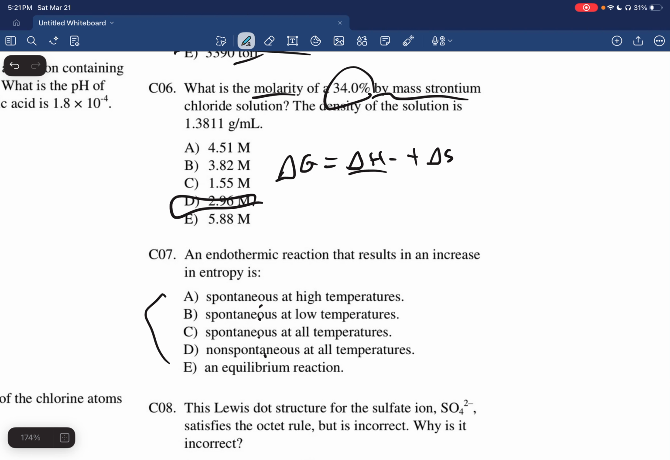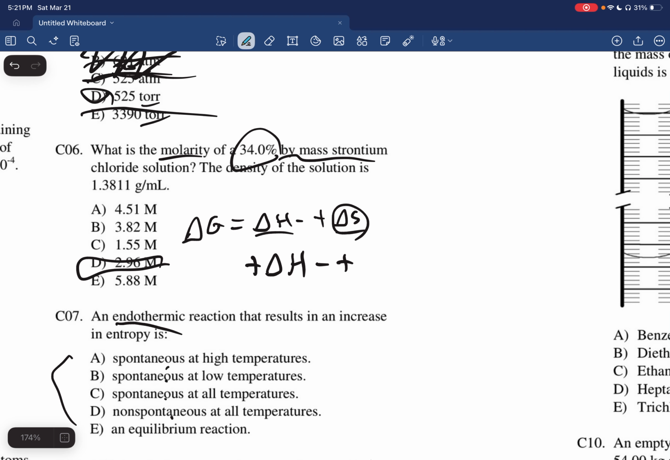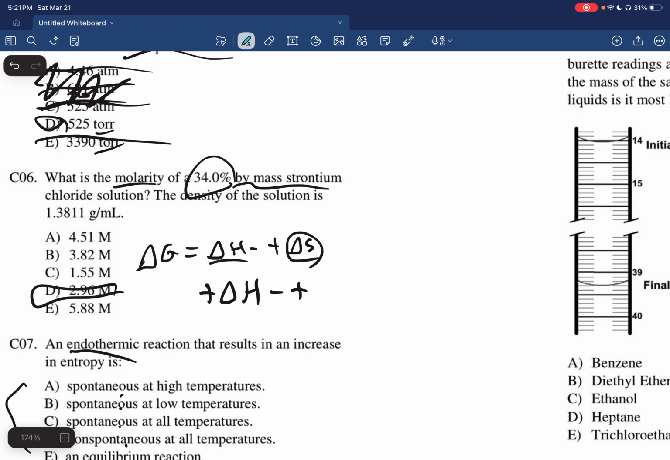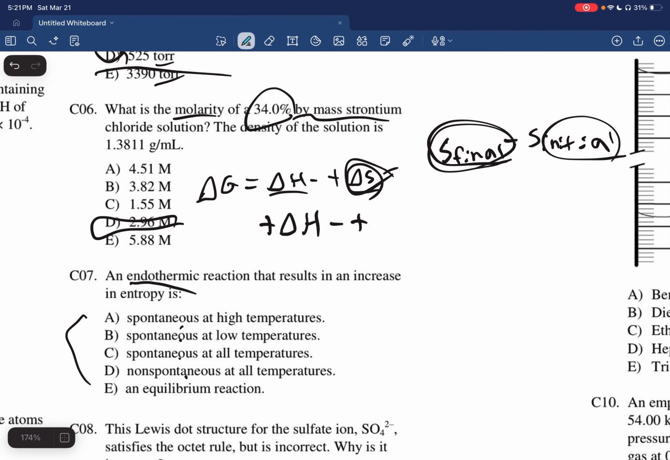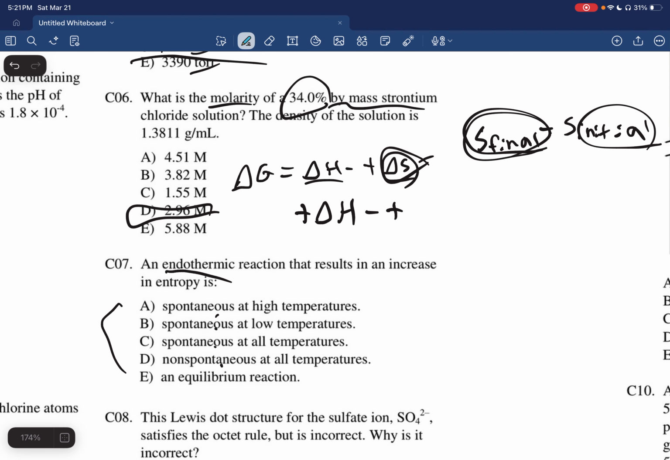So this is your enthalpy, this is your entropy. And in an endothermic reaction, you need to remember that your enthalpy is always going to be positive. So this is going to be some positive number minus T. And an increase in entropy, when you do change in entropy, it's entropy final minus entropy initial. If you have an increase in it, that means you're going to have a bigger final than initial because you're going to have a positive change. So you're doing a positive minus temperature times another positive. So it's going to stay negative here.